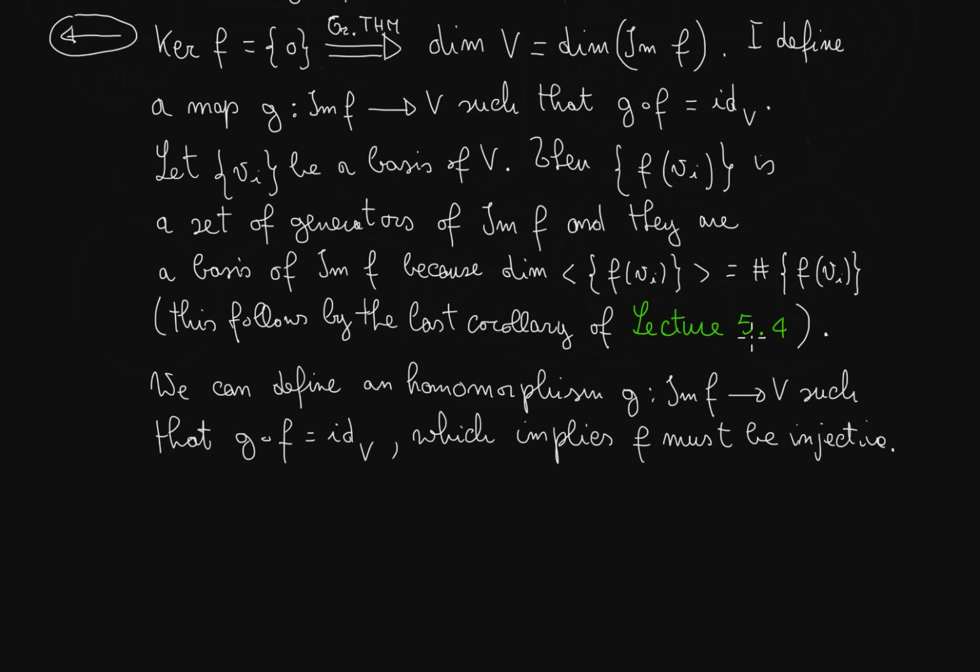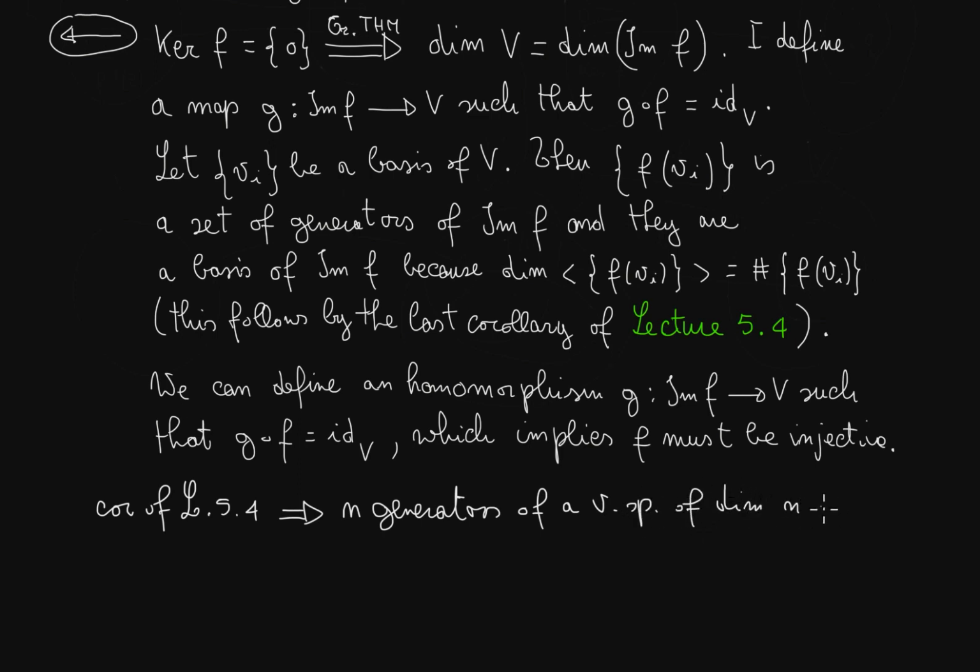We use the corollary of lecture 5.4, which says that n generators of a vector space of dimension n are linearly independent. So we will use this fact. Now let n be the dimension of V, which is also the dimension of the image of f by the Grassmann theorem.